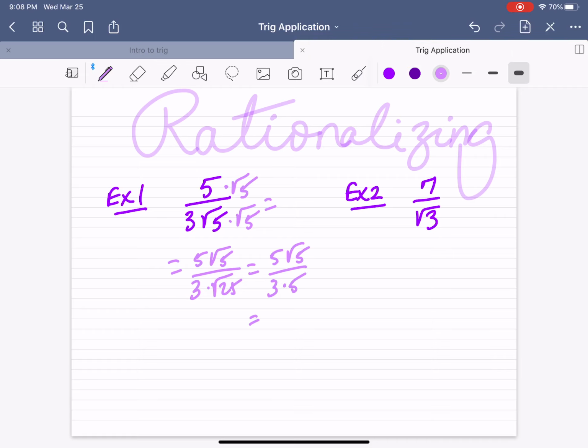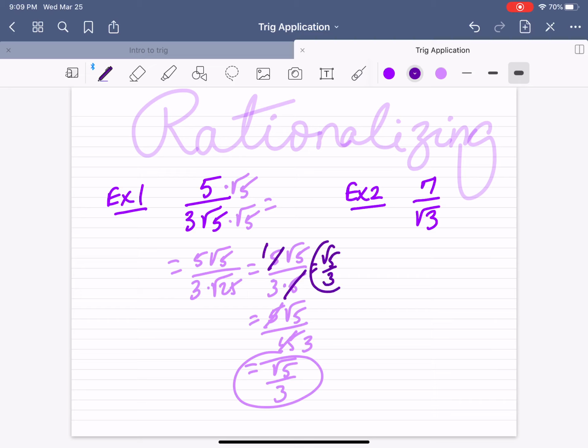3 times square root of 25 is 5. And of course, let's just do it the long way first. At the denominator, 3 times 5 is 15. And of course, you can reduce. 5 goes into 15 3 times, making your answer square root of 5 over 3. And the easy way here is you could have done that from step 1 right here. 5 goes into 5 one time, leaving you with square root of 5 over 3.